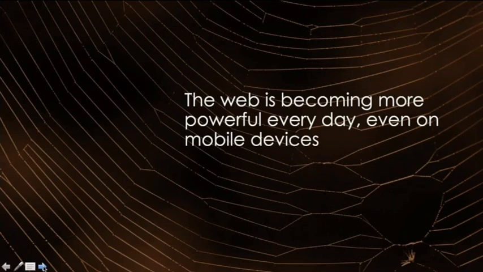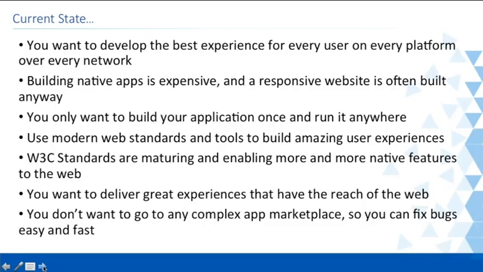Okay. So the other thing we need to consider is that the web is becoming powerful every day, even on mobile devices. Mobile devices that we use today are probably using 4 GB RAMs. They are using octa-core processors. The browser standards have been improving day by day, and that gives a lot of power to the user, right? So the current state is that everyone wants to deliver the best user experience, irrespective of what platform the user is on, irrespective of what network the user is on.